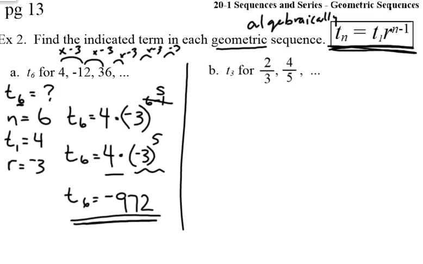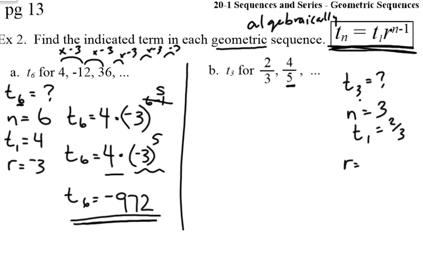Term 3. For the sequence 2/3, 4/5, ... It's only 3 terms. This one's not overly complicated, really. But let's follow the process, make sure we understand how our variables work. We're looking for the 3rd term. We know that n is 3 in this case because it's the 3rd term we're looking for. We know that term 1 is 2/3. The question is, what's r?